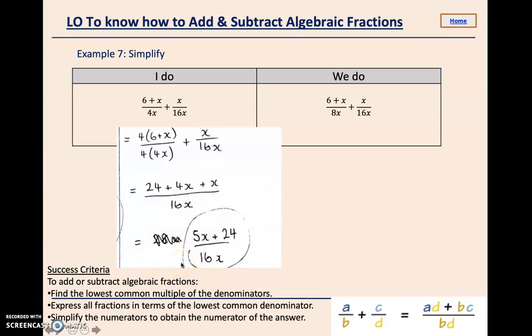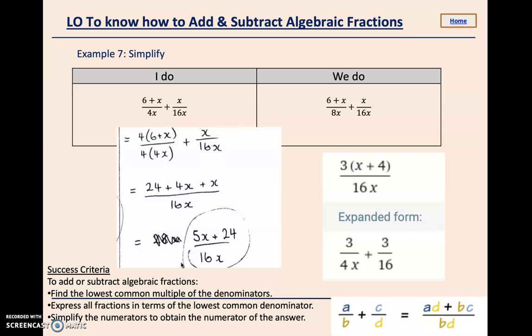You can pause the video now and spend 2 minutes trying to solve the we do. And there is your answer for the we do. On the top we have 3x plus 12, or 3 brackets x plus 4, all over 16x.